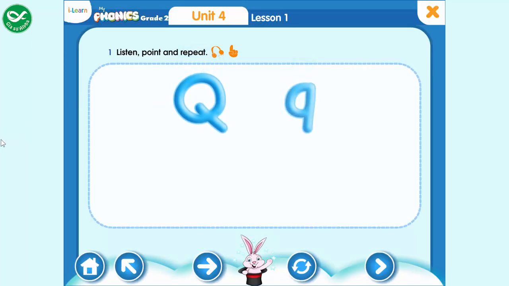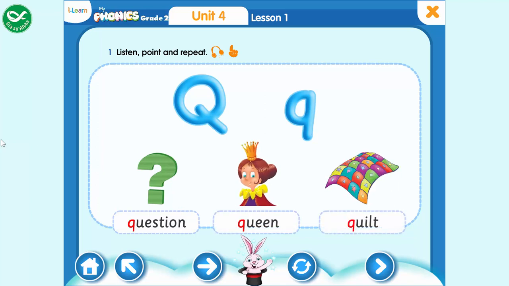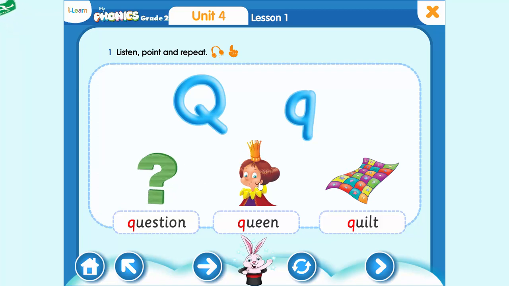This is the letter Q. The letter Q makes the qu sound. Question. Queen. Quilt. Question. Queen. Quilt.